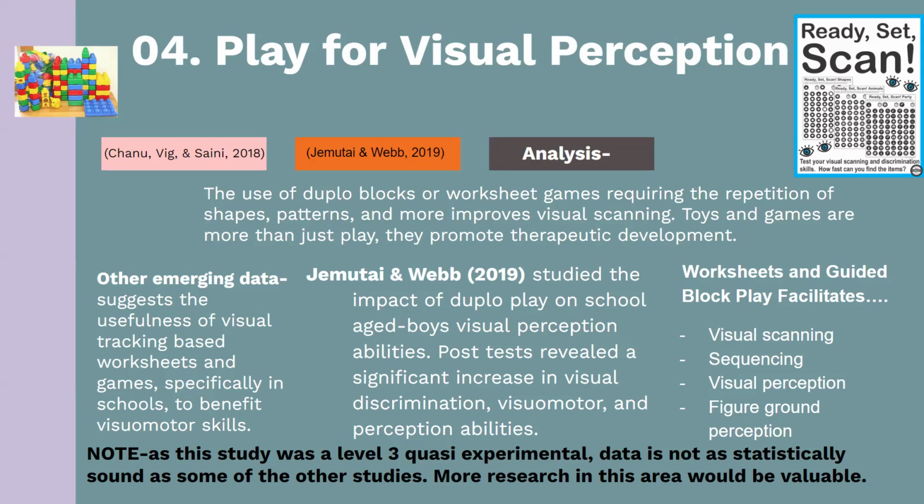There was a study conducted in 2019 that looked at the impact of Lego play on school-aged boys' visual perception abilities. So they followed a build pattern for the Legos, and this was implemented a couple times a week at school. There was actually an increase in visual discrimination, visuomotor, and perception abilities. However, I believe that more research should be conducted with this because this was only a level three quasi-experimental.